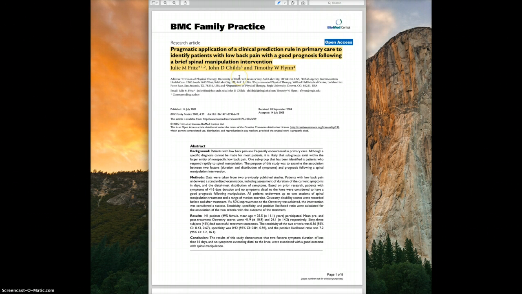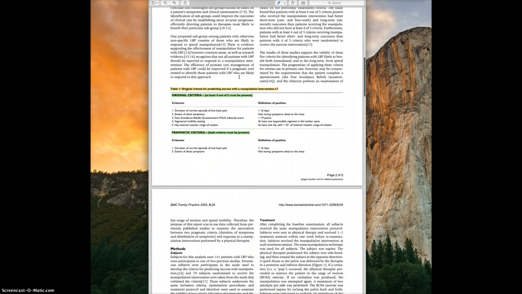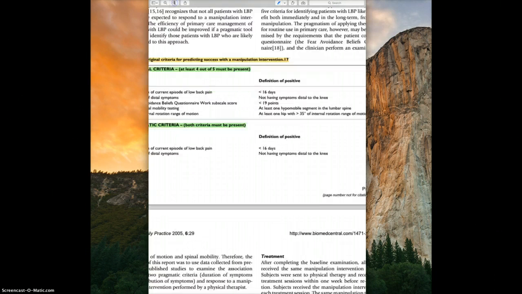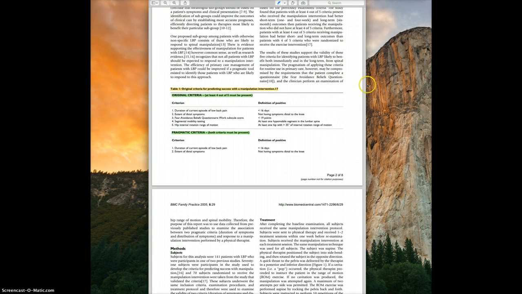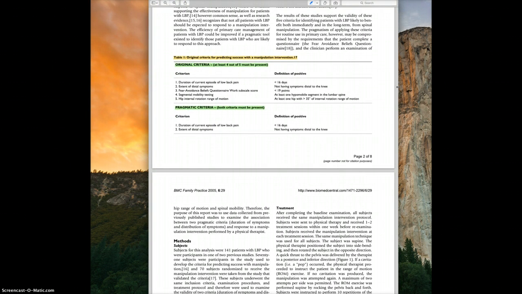I'm not going to go over the article per se, because hopefully you had a chance to read it. I'll just point out a few things. This article came out in 2005. I believe in 2002 or 2003, Fritz and Flynn published a previous article that had a 5 criteria component where they looked at the duration of the current episode of lower back pain, the evidence of distal symptoms, the FABQ, the Fear Avoidance Belief Questionnaire, which looks at the subcomponent of functionality, segmental mobility testing, and range of motion of the hip, specifically internal rotation.